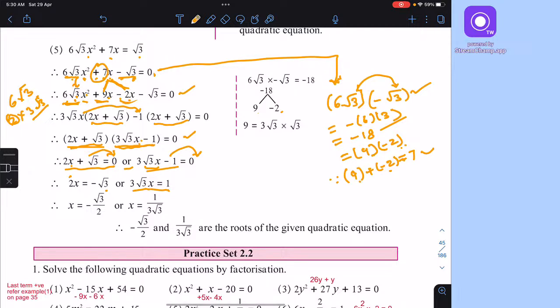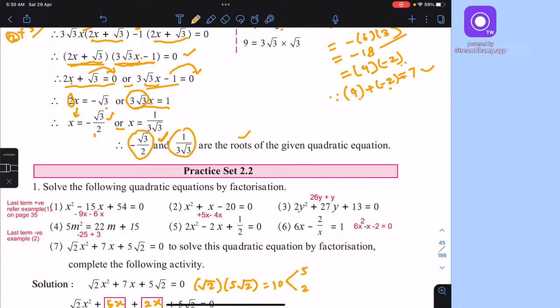Now coefficient of x is 2. So if we divide both sides by 2, we are getting x is equal to minus root 3 upon 2. And here coefficient of x is 3 root 3. If we divide by 3 root 3, you are getting x is equal to 1 upon 3 root 3. And therefore x is minus root 3 by 2 and 1 upon 3 root 3, and not or. Here we write or, but while writing final answer, we write and. These are the roots of the given quadratic equation.